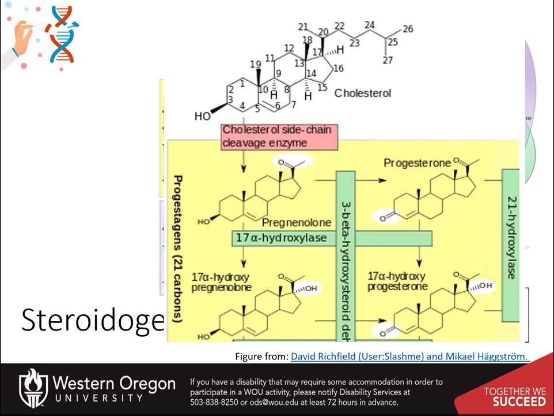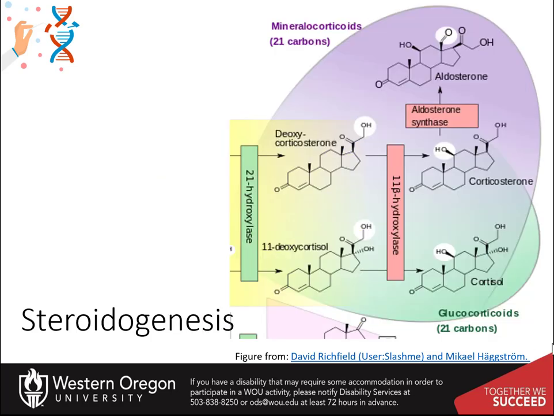The first part of the steroidogenesis pathway involves the biosynthesis of progesterone, 17-alpha-hydroxypregnenolone, and 17-alpha-hydroxyprogesterone. These can serve as hormone signaling molecules directly or by being further converted into androgens, glucocorticoids, mineral corticoids, and estrogens. The glucocorticoids are involved in the fight-or-flight stress response within the body.